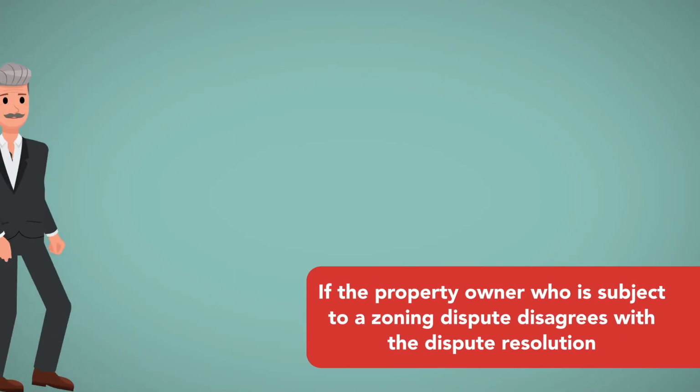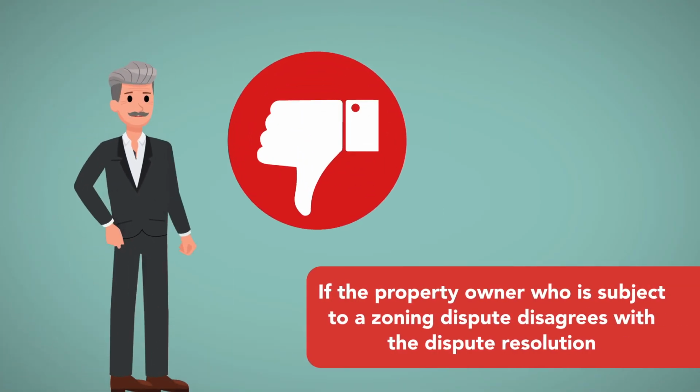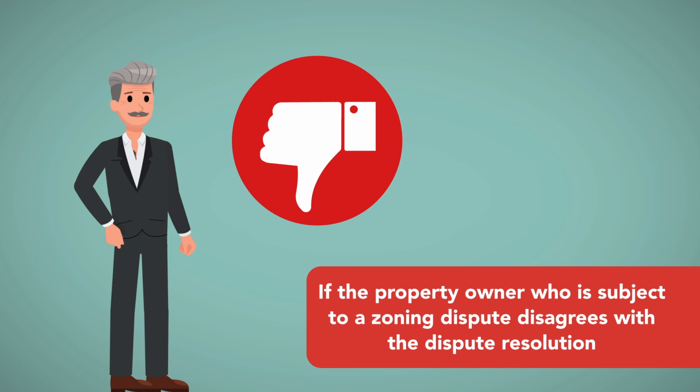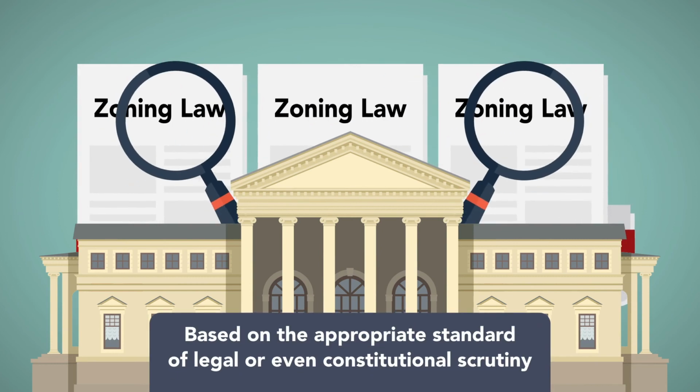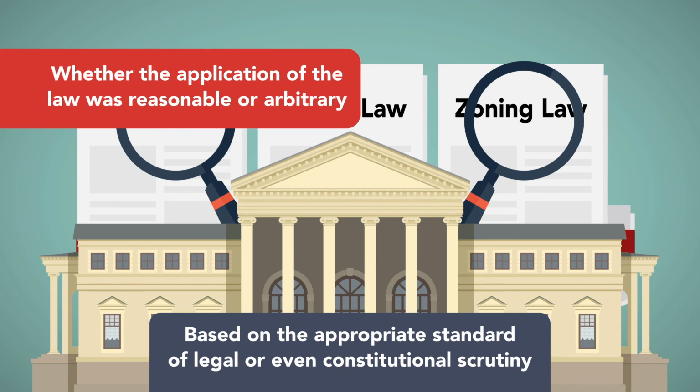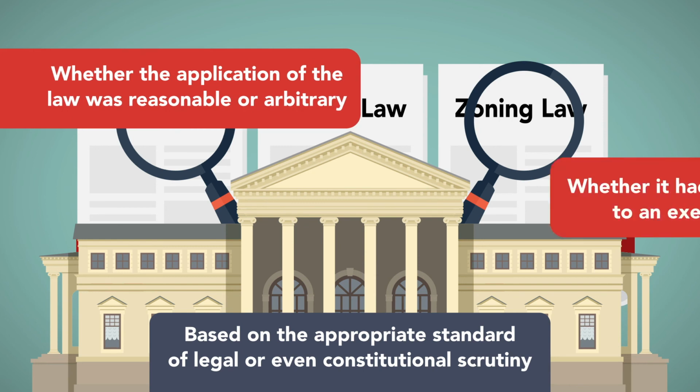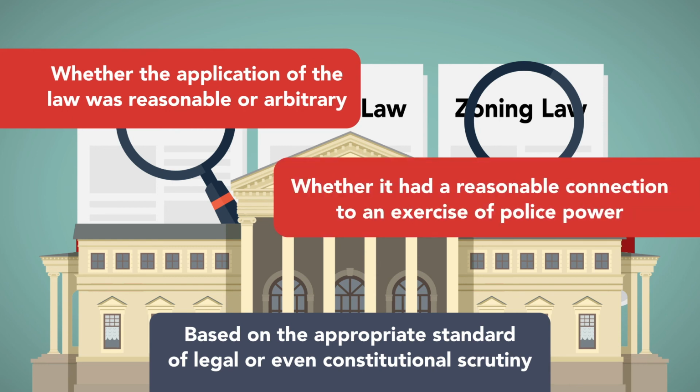If the property owner who is subject to a zoning dispute disagrees with the dispute resolution that issues from the statutory procedure, a judicial appeal may be the next step. Courts can review a zoning law based on the appropriate standard of legal or even constitutional scrutiny, such as whether the application of the law was reasonable or arbitrary, and whether it had a reasonable connection to an exercise of police power.